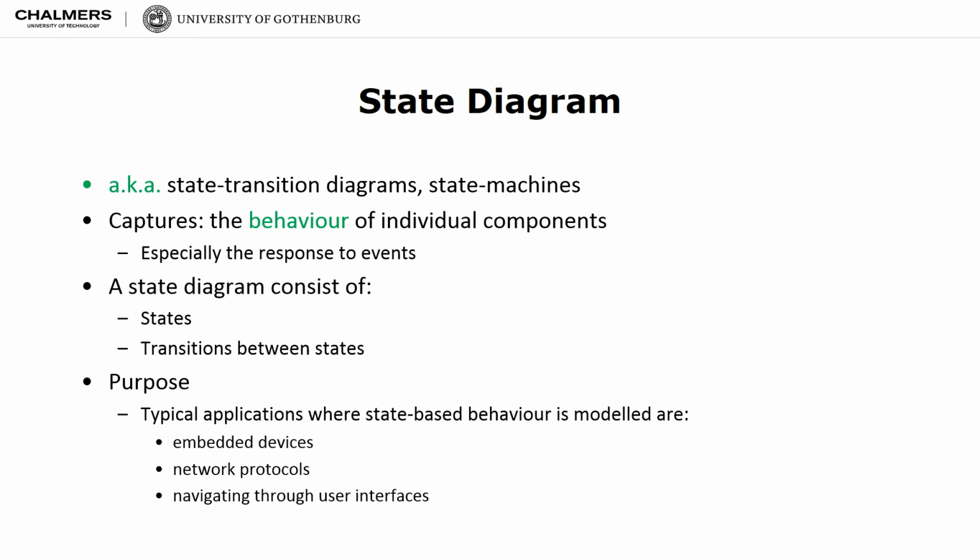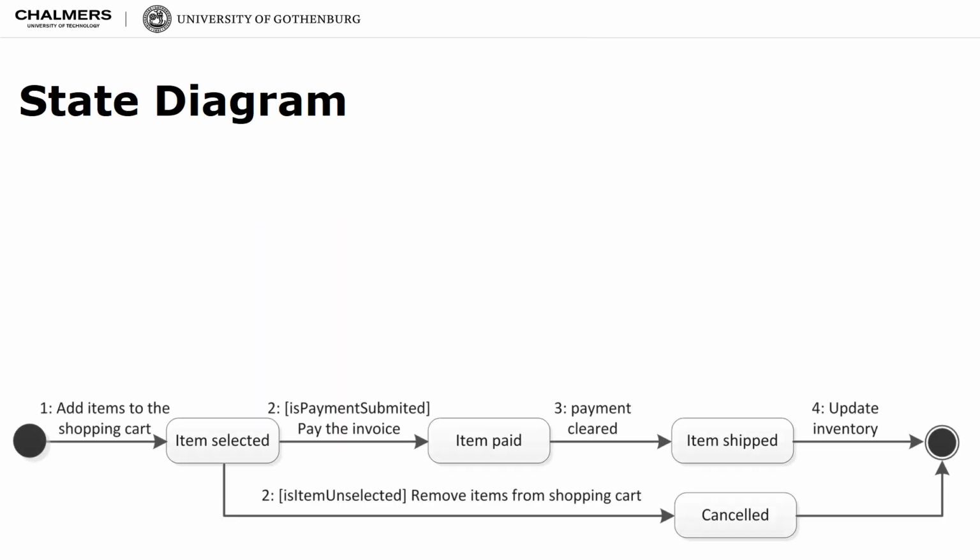Typical applications where the modeling of state-based behavior is important are embedded devices, network protocols, or the navigation through user interfaces. This slide will present an example of a state diagram for a class called item. This class represents things that can be bought in a web shop. While a user is shopping, the class item can progress through different states.